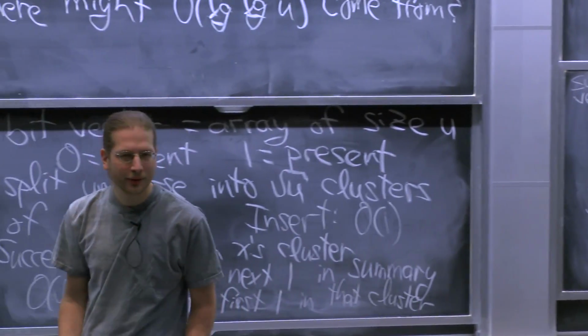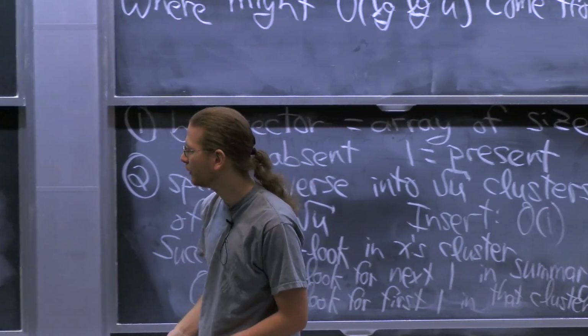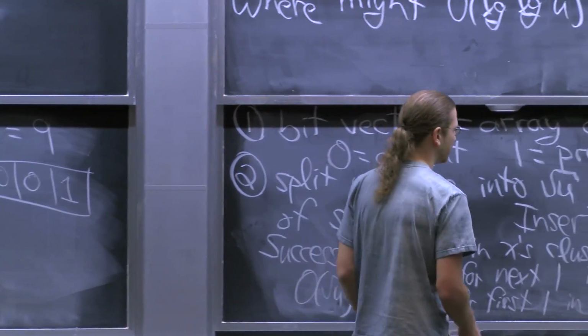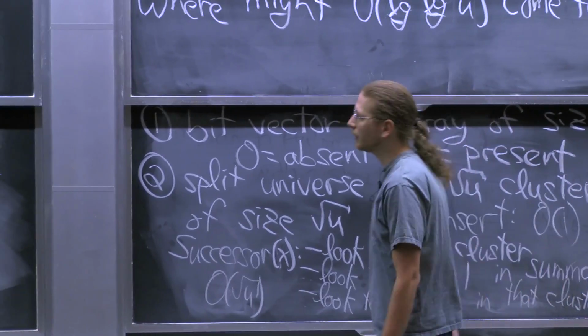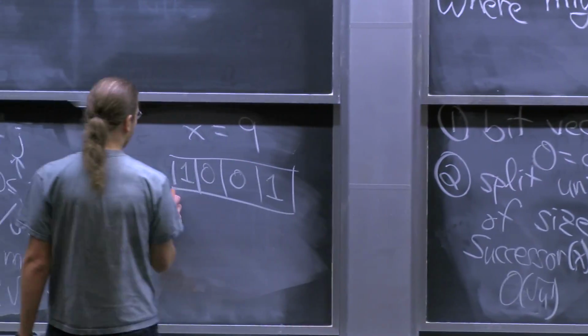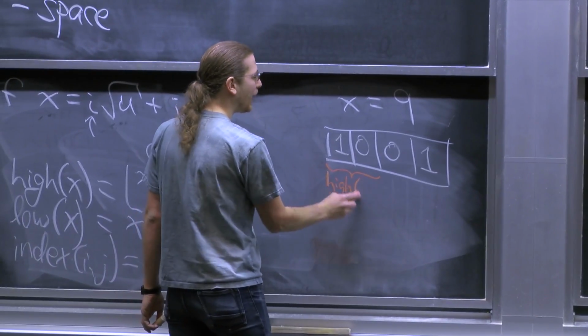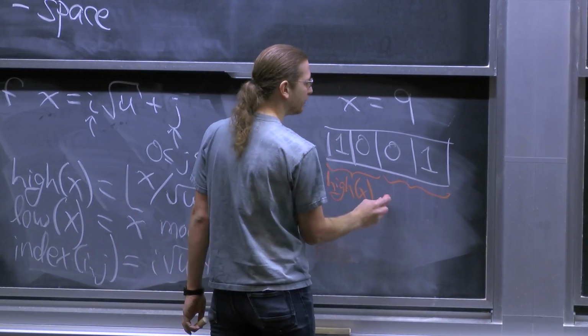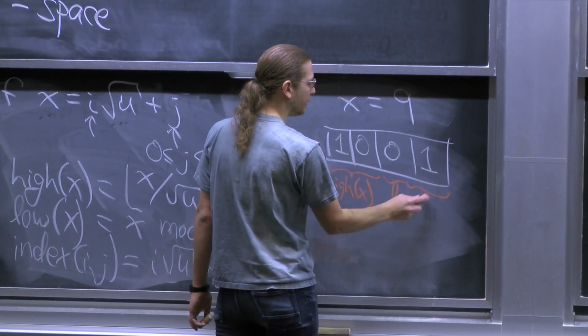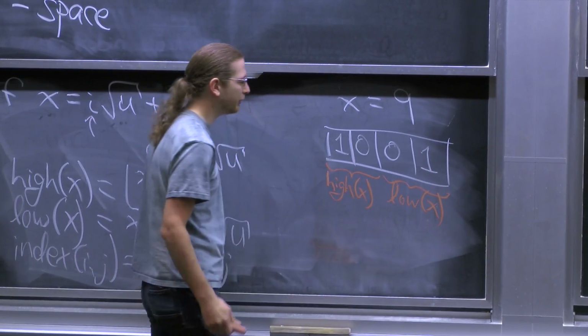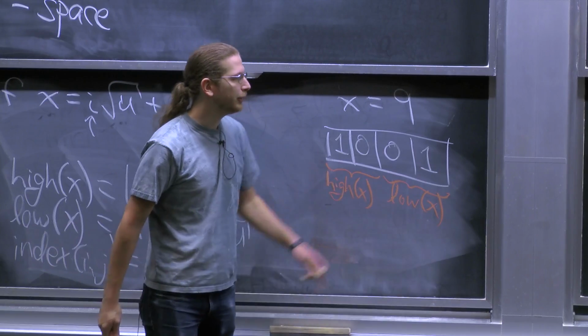Yeah? So the high of x corresponds to the first two bits, and the low of x corresponds to the last two bits. Right. The high of x corresponds to the high half of the bits, and low of x corresponds to the bottom half of the bits. So these are the high order bits and the low order bits.